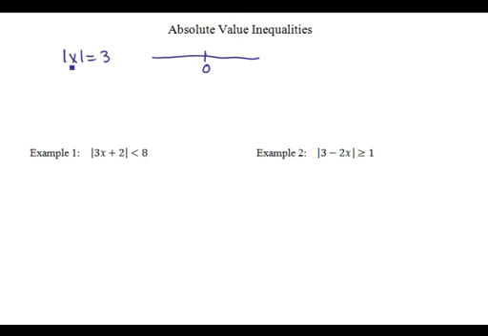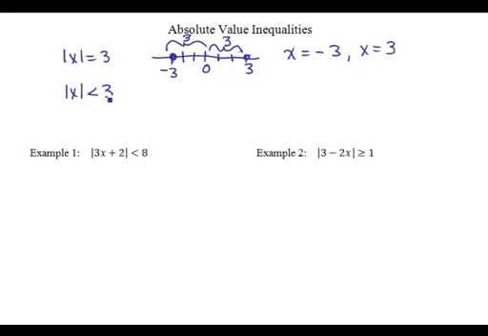So that's saying that the number x is exactly 3 units away from 0, and we can do that in either direction. I can go 3 units to the right, or I can go 3 units to the left. 3 units to the right gives me x is equal to 3. 3 units to the left gives me negative 3. So x is either equal to negative 3 or x is equal to 3.